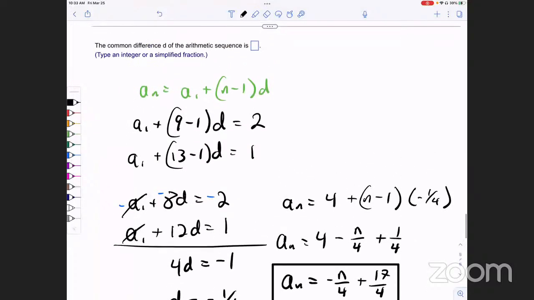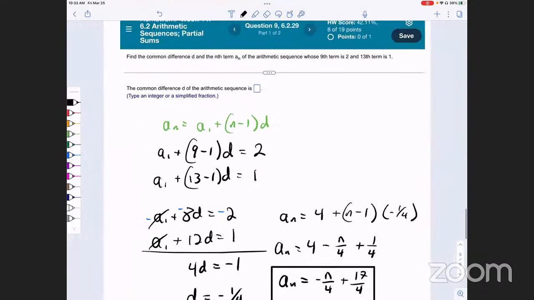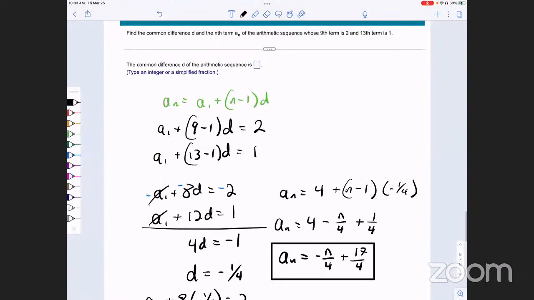So the ninth term, when n is 9, we should get 2. Let's see, -9 over 4 plus 17 over 4, what is it, 8 over 4? We get 2, so that checks out. And then when n is 13, we should get 1. -13 plus 17 is 4. 4 over 4 is 1, right? So this looks like it works for both.